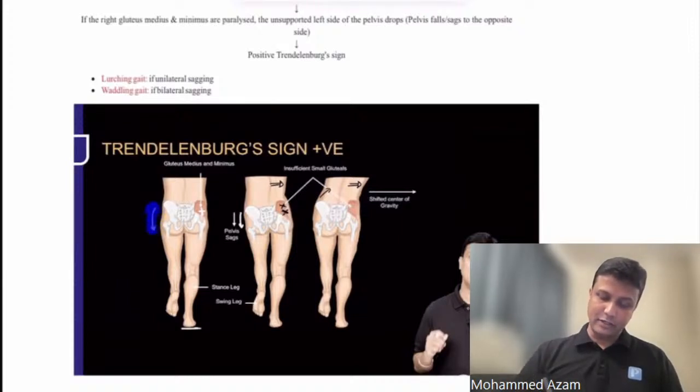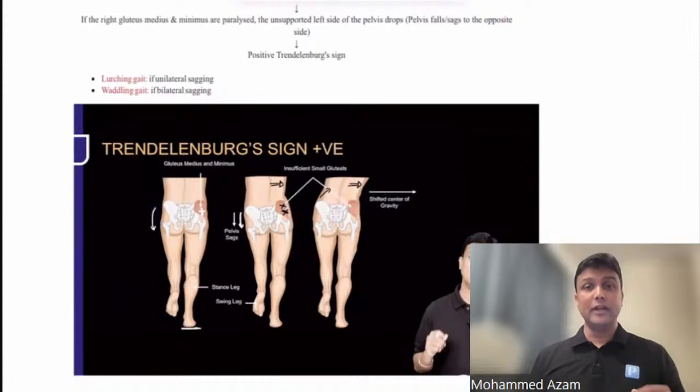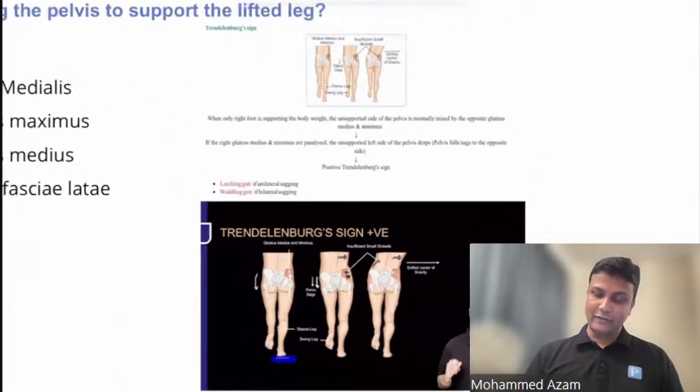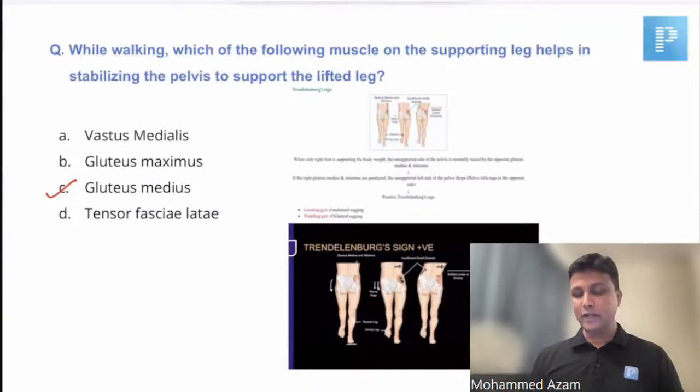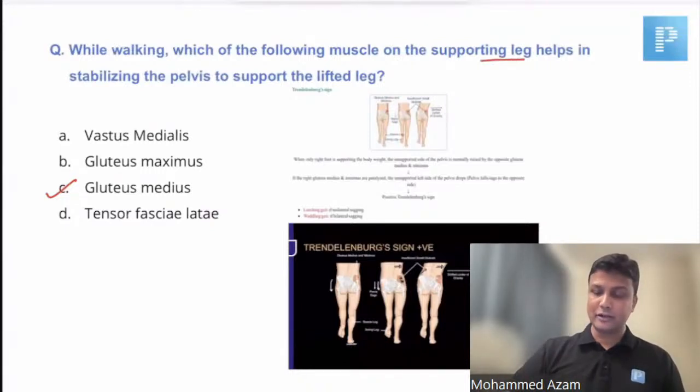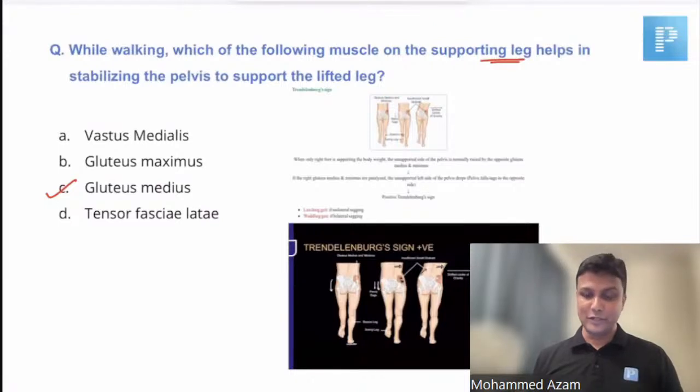The left side of the hip will try to sag, it will try to drop. That is prevented by the contralateral side gluteus medius and minimus, which will be the supported side. We have discussed this recently. Out of the four options given here, vastus medialis, gluteus maximus, gluteus medius, and tensor fasciae latae, the correct answer will be gluteus medius. While walking, the muscle on the supporting leg that helps in stabilizing the pelvis to support the lifted leg is absolutely the gluteus medius.